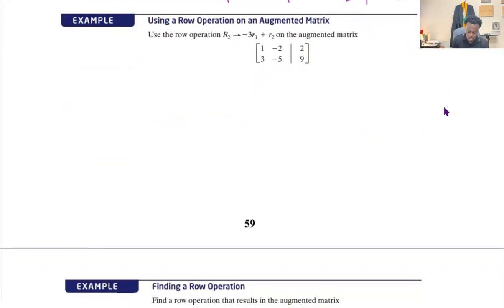So this one, they want you to perform this operation to create a new augmented matrix that is equivalent to this one that we're looking at. So let me write it over here. So that's 1, -2, 3, -5, and then obviously we need to add the other part of the equation that is on the other side. So we have that, and then the other side is 2 and 9, in a column.